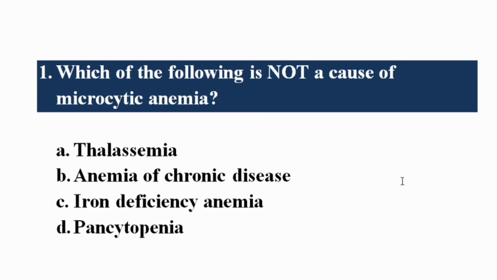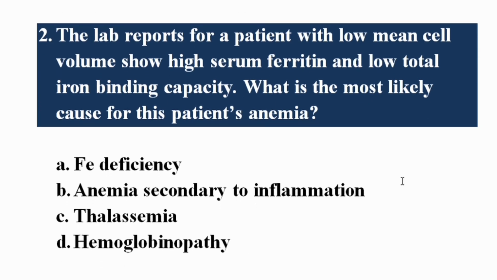Which of the following is not a cause of microcytic anemia? The right option is delta, pancytopenia. The lab reports for a patient with low mean cell volume show high serum ferritin and low total iron binding capacity. What is the most likely cause for this patient's anemia? The right option is beta, anemia secondary to inflammation.